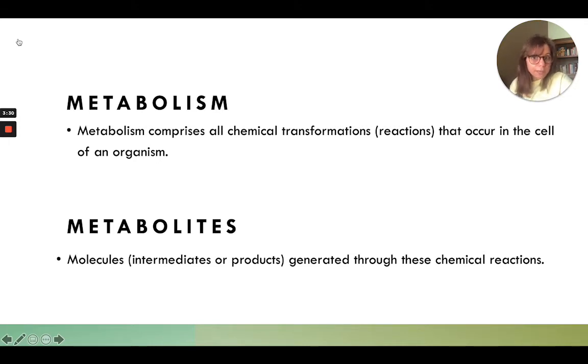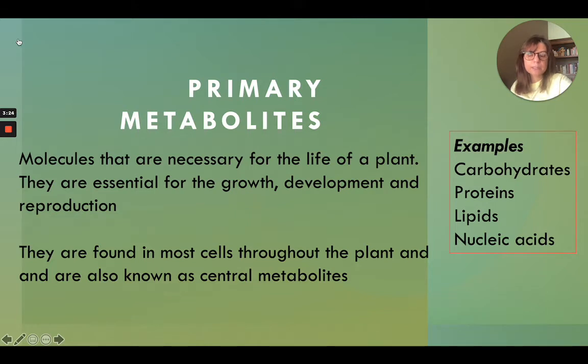There are two different categories of metabolites: primary metabolites and secondary metabolites. Primary metabolites are molecules that are absolutely necessary for the life of a plant. They are essential for growth, development, and reproduction. So plant cells cannot live without these primary metabolites, and because of that, they are found in almost all cells throughout the plant. They are also known as central metabolites.